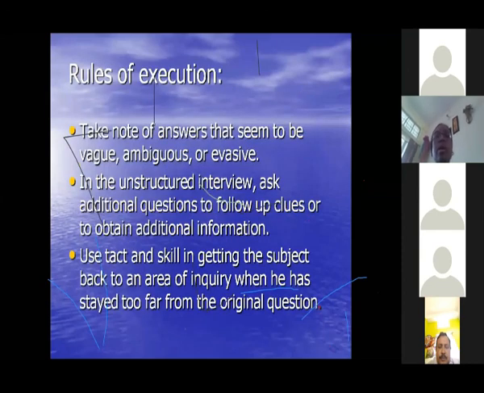Some other rules are: take note of answers that seem to be vague, ambiguous, or evasive. In the unstructured interview, you need to add questions to follow up clues, to get more information. Always use some tact or skill in getting the subject back to an area of inquiry when he has strayed too far from the original questions. These are some of the principles we need to follow at the time of execution of an interview.